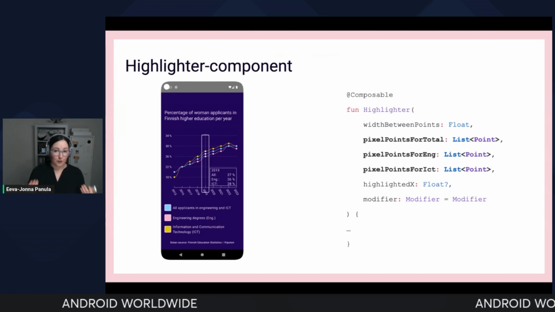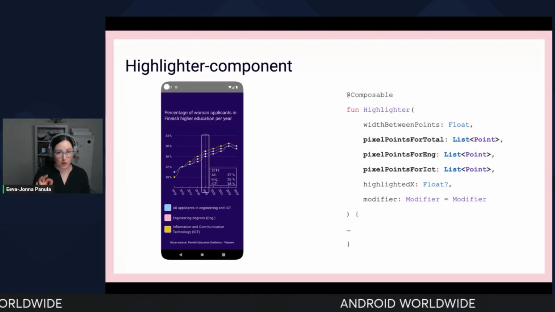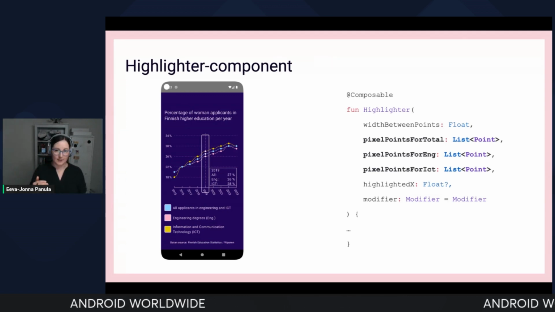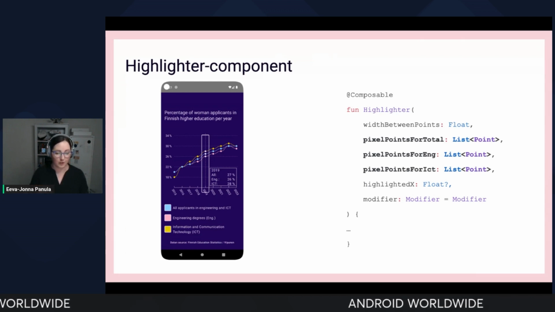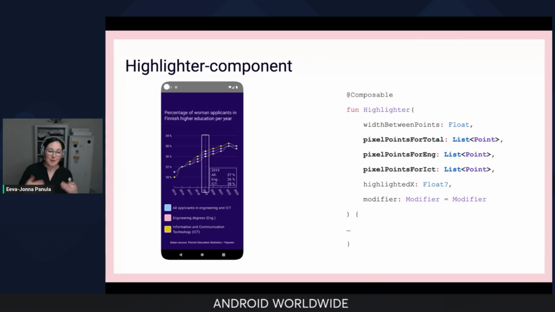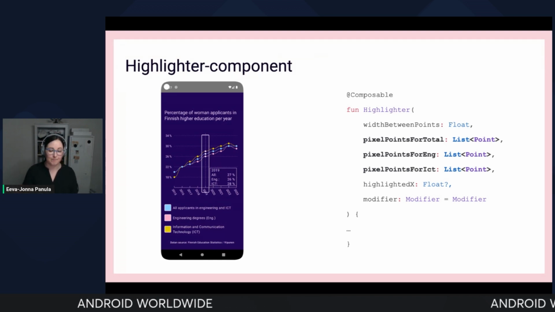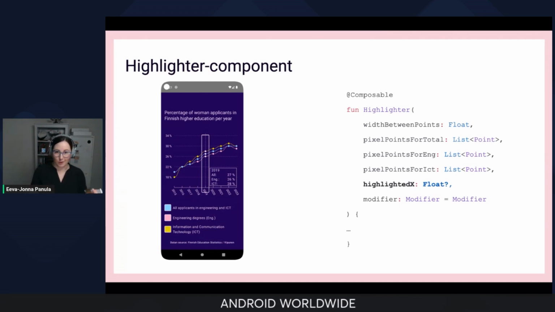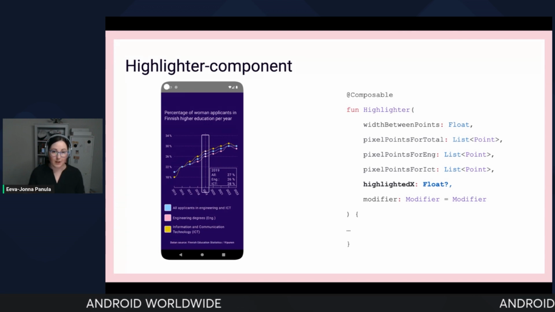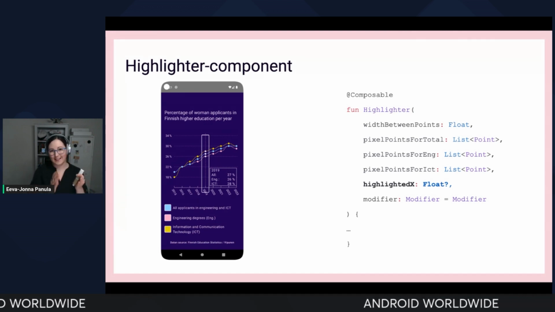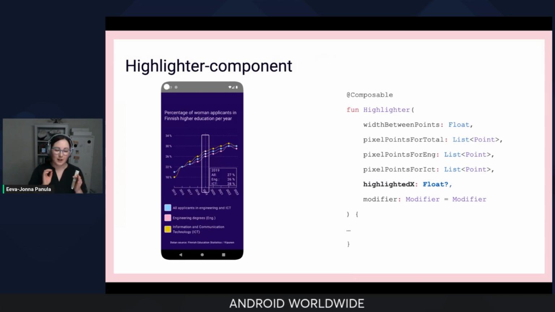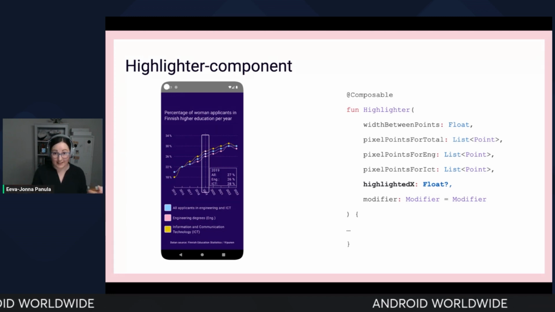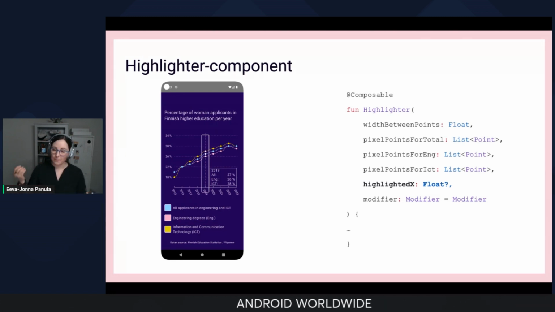Then there are 3 lists that are type of point, which I'm going to show you in a bit. But these are data for all the lines that we've drawn to the graphs. So those pixel points for total and engineering and ICT. And then we are passing down highlighted X. This could also be highlighted year, and it's a nullable float. So if there is a highlighted year, we are passing that year's X value as the currently highlighted X. And if no year is highlighted, so selected basically, then it's null.